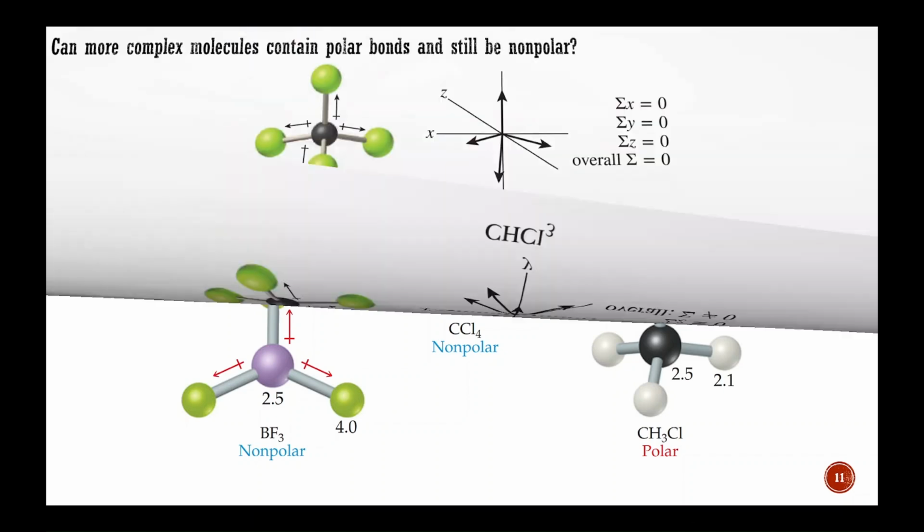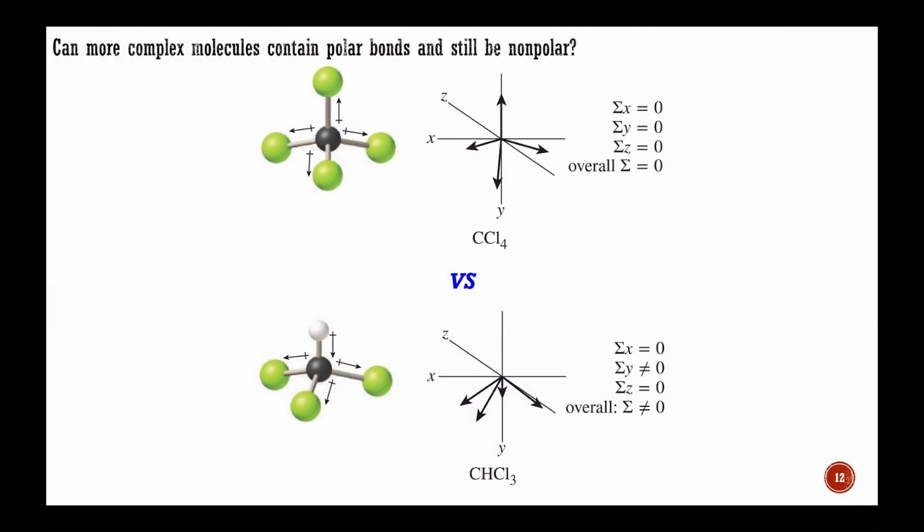The situation changes significantly when at least one of the terminal atoms is different. For instance, compare tetrachloromethane and chloroform. In tetrachloromethane, the central atom is symmetrically surrounded by identical atoms, causing the dipole moments of individual bonds to cancel out, resulting in a nonpolar molecule. However, in chloroform, one of the chlorine atoms is replaced by hydrogen. This disrupts the symmetry, so the bond dipoles do not cancel out, making chloroform a polar molecule.